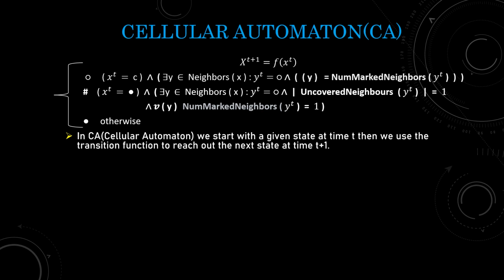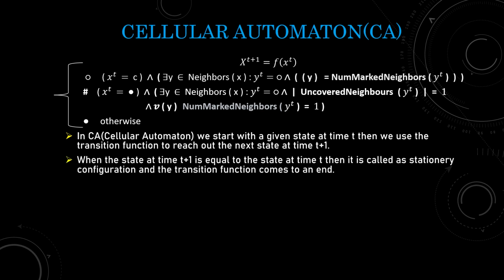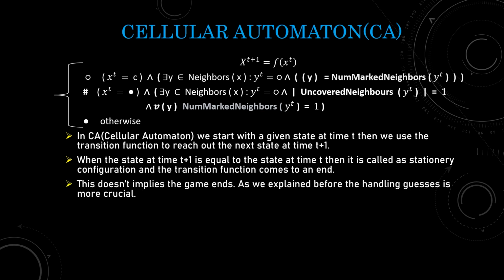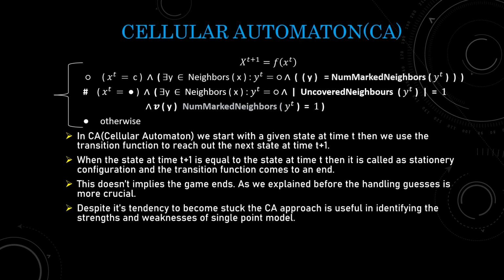In a cellular automaton, we start with a given state at time t, then we use the transition function to reach the next state at time t plus 1. When the state at time t plus 1 is equal to the state at time t, it is called the stationary configuration and the transition function comes to an end. This doesn't imply the game ends. As we explained before, handling guesses is more crucial. Despite its tendency to become stuck, the CA approach is useful in identifying the strengths and weaknesses of the single point model.